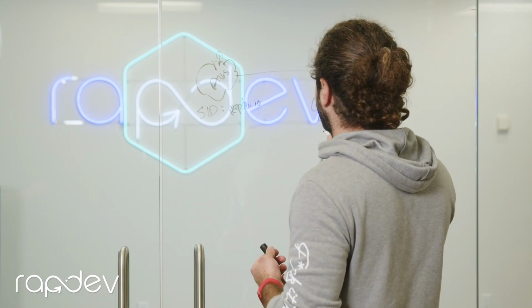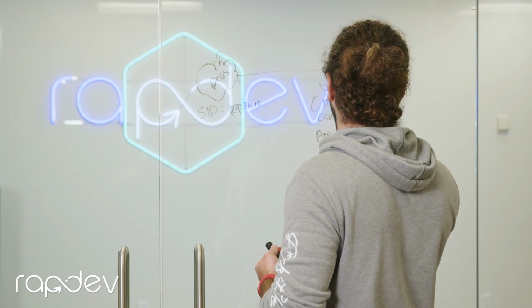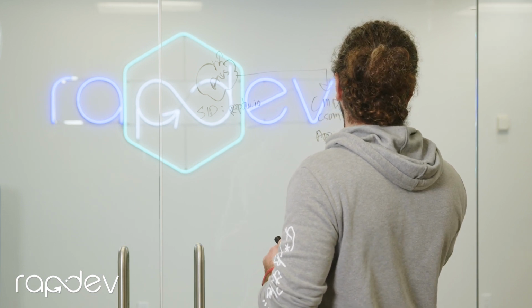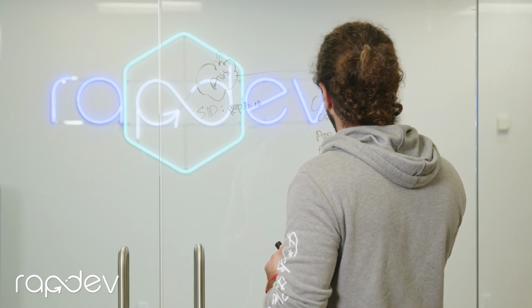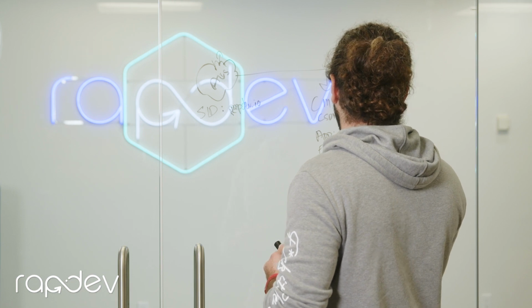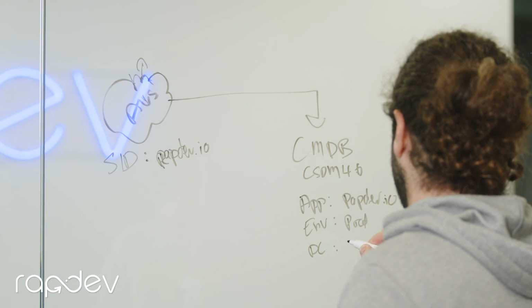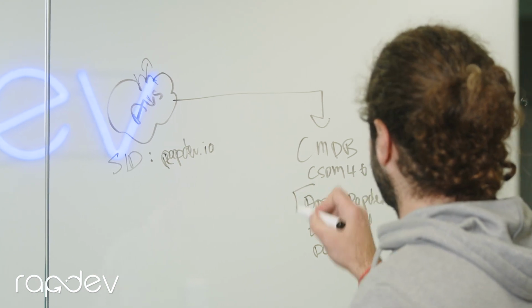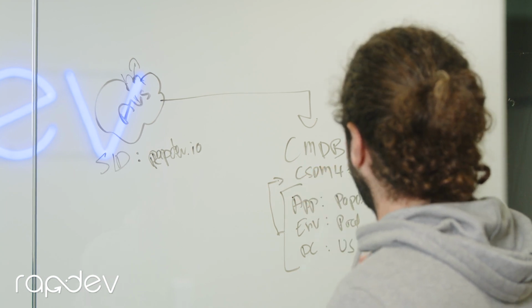So within the CMDB, we're going to register an application called rapdev.io, and we're going to register the environment, which we're going to call production, and we're also going to register the location, or let's just call it a data center or a zone, and that's going to be US. So using this collection of tags, we are able to define an application called rapdev.io.